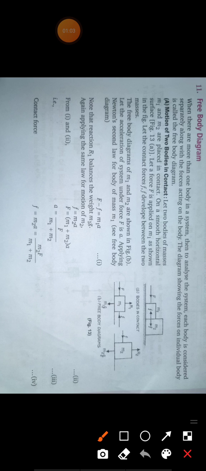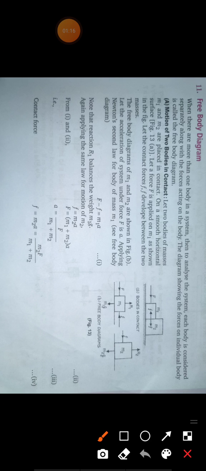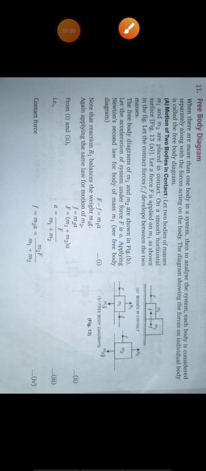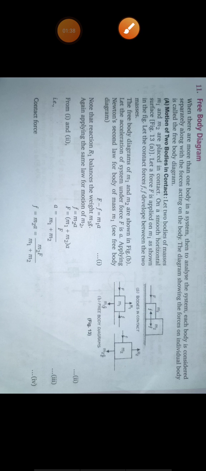Now first we have to draw the free body diagram. So if we apply an external force on the first body, what will happen? The first body will push the second body. Since they are in contact, this force is called a contact force. So the first body will apply some contact force on the second body. Suppose this force is f. As a reaction, the second body will also apply the same amount of force on the first body. This is also f.